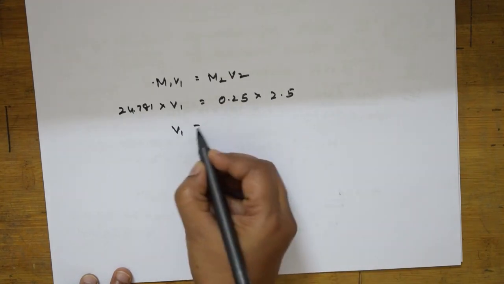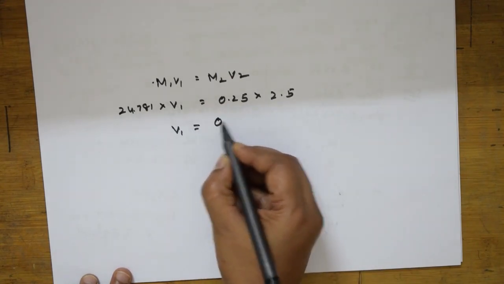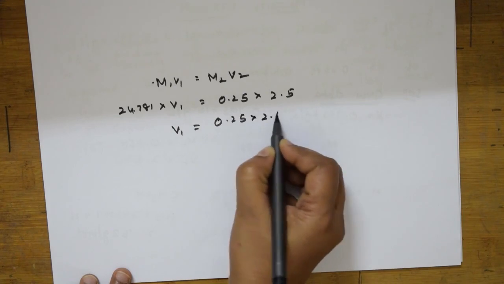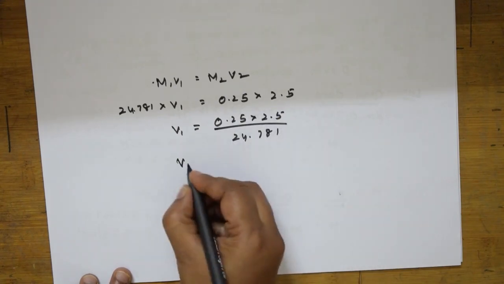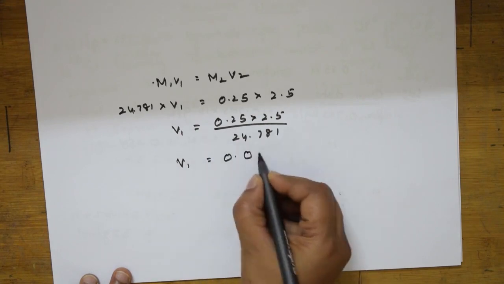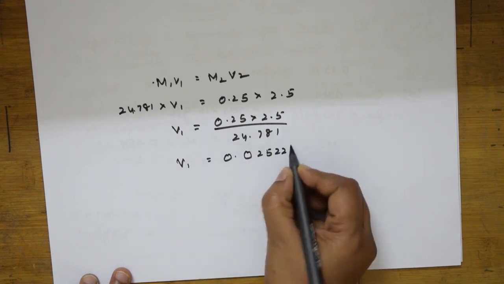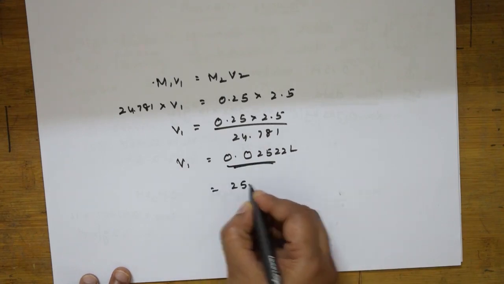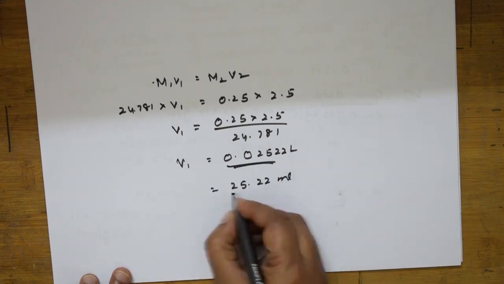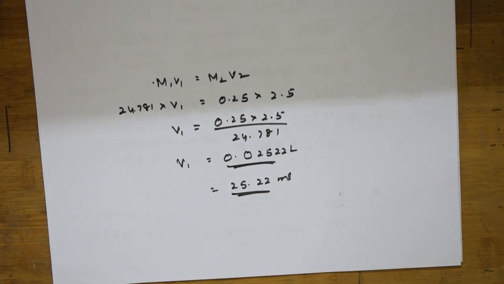So take this V1 out. This goes the other way. 0.25 into 2.5 divided by 24.781. So V1 finally I've got an answer of 0.025 liters, because the volume is in liters. So this comes to 25.22 milliliters if I have to convert. Fine. This is how you are going to do the sum.